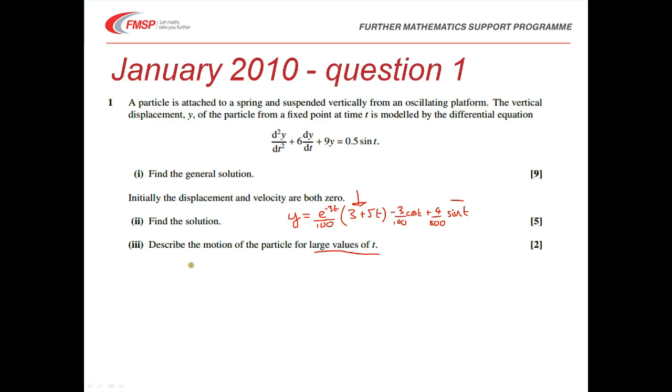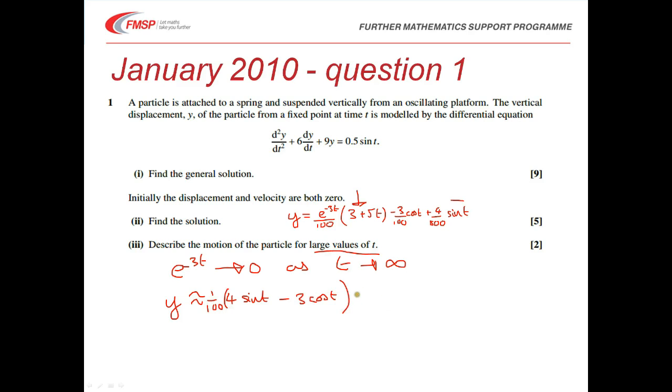So the first thing to realize is that the e to the minus 3t term and everything that goes with it will head towards 0 as t heads off to infinity, and this is a useful mathematical notation for saying that. But the rest of the solution will stay as it is, so y will approximately just be whatever's left: 4 sine t minus 3 cos t. We've just rearranged the order there, and we've still got this divided by 100.